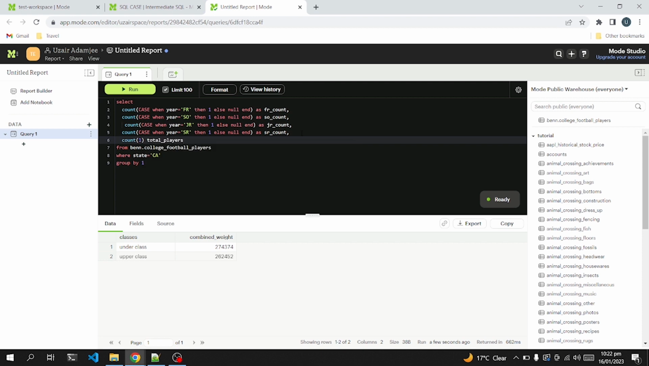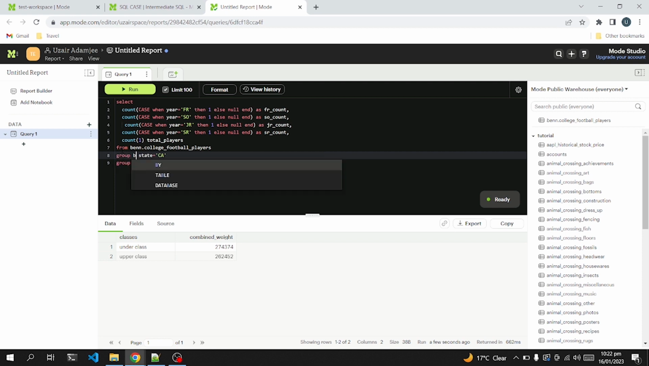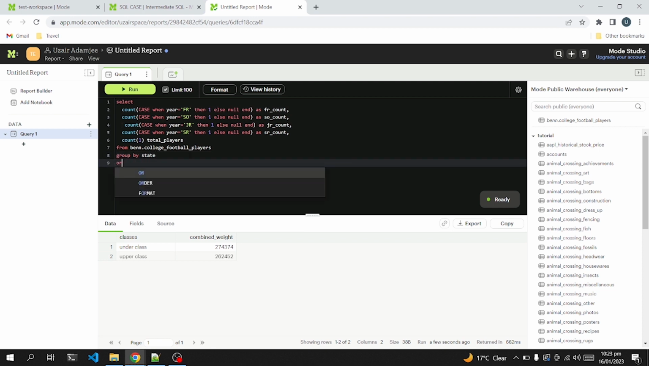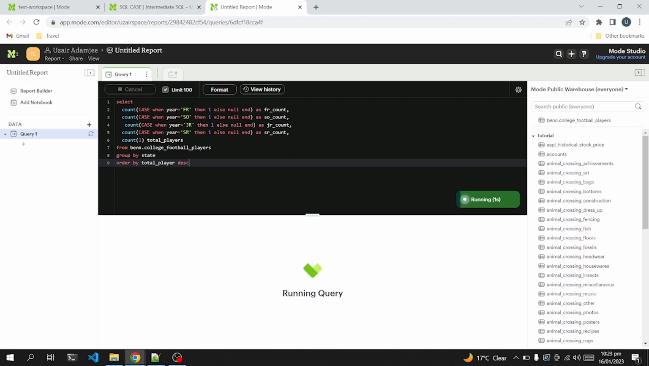Total players. Group by state, order by total players desc, so that the states which have the maximum number of players come first. Total players doesn't exist.